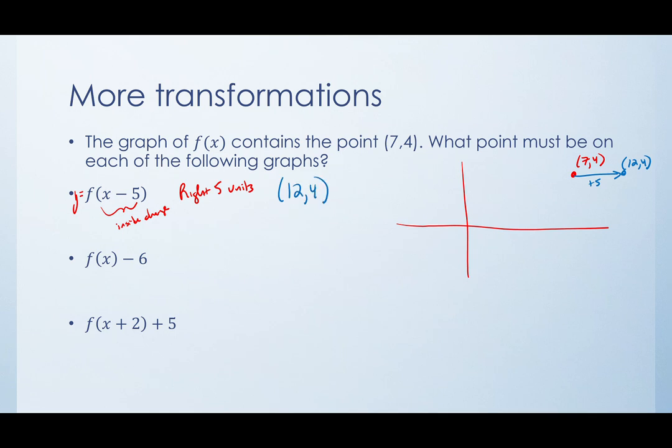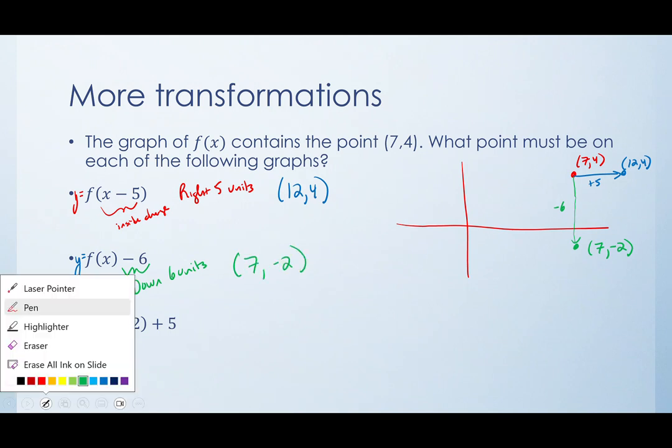All right, now if we go back to the original (7, 4), and we say, okay, well, what point is on the graph of y equals f of x minus 6? We're going to say, okay, well, I know that that's going to make us go down 6 units. So we've got (7, 4), and we're going down, this is obviously not to scale, 6 units. So our x location is staying the same. Our y location, we were at 4. 4 minus 6 is -2. So we are at (7, -2).